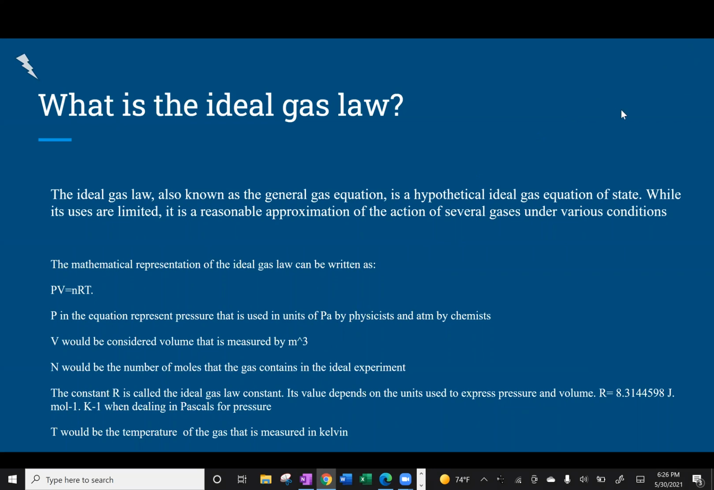So, let's start off by saying that it's pretty much a hypothetical ideal gas equation of state, which can be represented mathematically as PV equals nRT. P will be our pressure, which is measured in the units of pascals. Volume will be our V, which is measured in meters cubed. n would be the number of moles of the gas we're working with. And R will be our ideal gas law constant, 8.314 joules per mole per Kelvin. And of course, T would be our temperature measured in Kelvin.